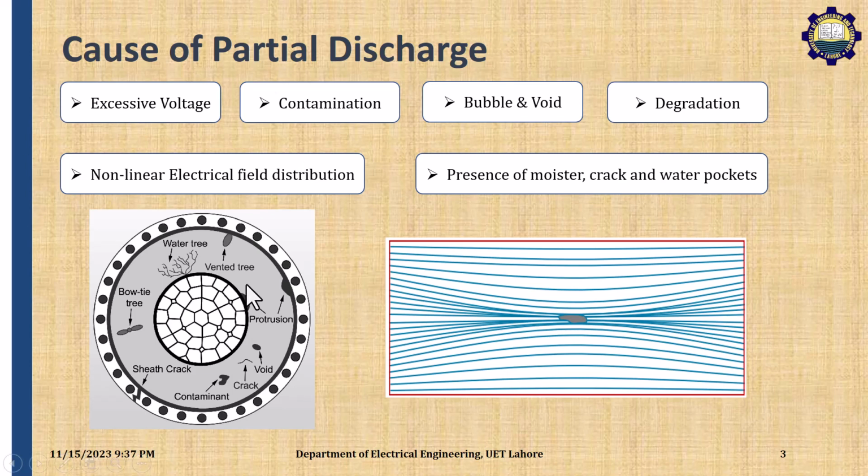So here in this visual we can see a treeing phenomenon. This is a vented tree, and here a bow tie tree. This is a void that can cause partial discharge. This may be a crack that will lead to a partial discharge, or any contamination, any other material in the insulation. So these are the causes of partial discharge.